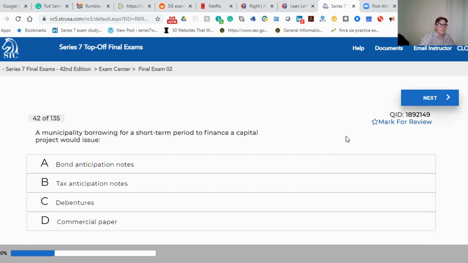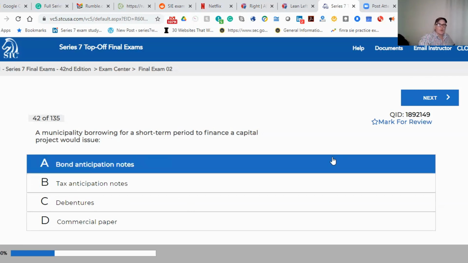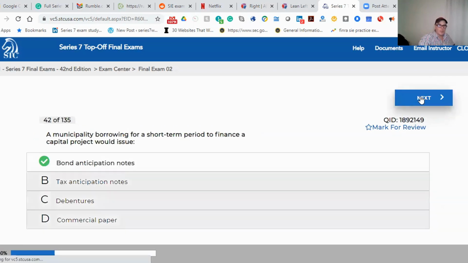There we go. Okay. A municipality borrowing for a short-term period to finance a capital project would issue what? Well, okay, let's go through it. Not debentures or long-term. Munis don't do commercial paper. Corporations do. So it's either a TAN or a BAN. A TAN is more for budget shortfalls. So I'm going to go with BAN just because I'm an idiot. BANs are what you do, you issue before you issue a GO bond.